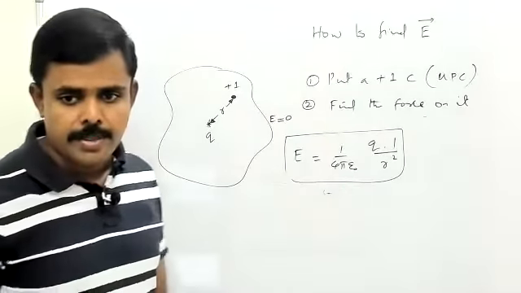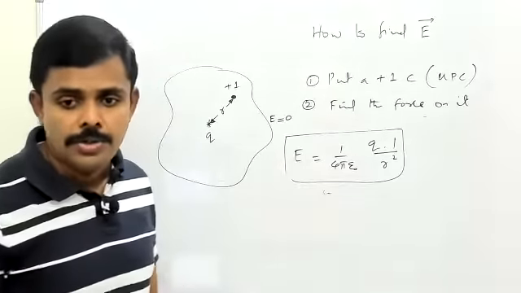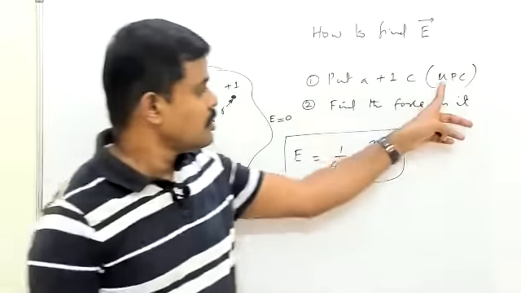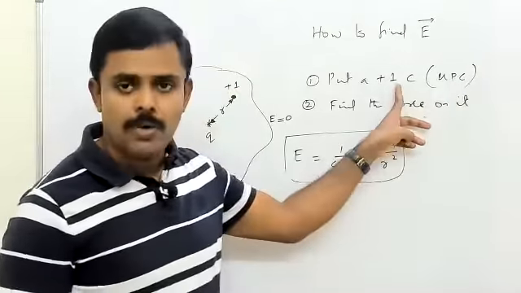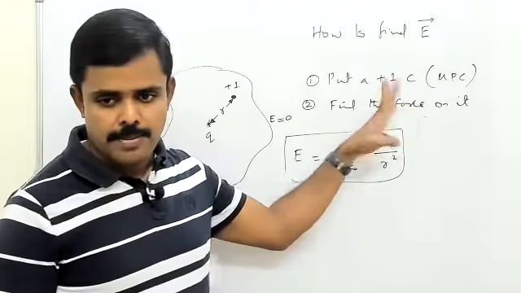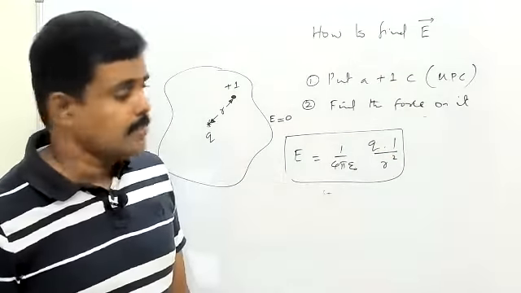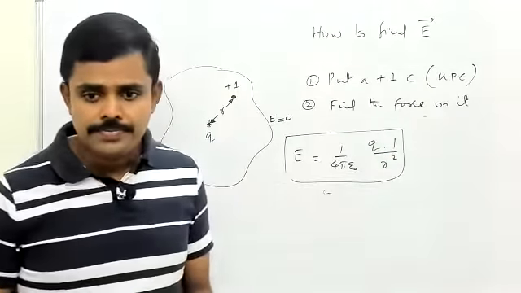1 by 4 pi epsilon zero into Q divided by R square. UPC stands for unit positive charge. Unit means one. Positive means plus one coulomb. So I'll repeat this one more time. What is electric field again?